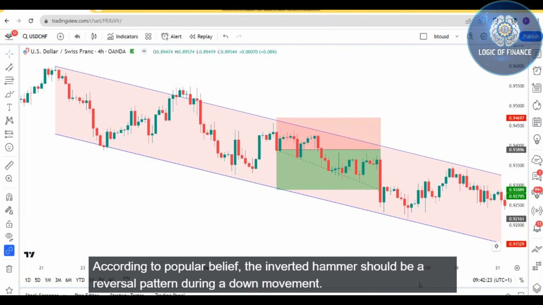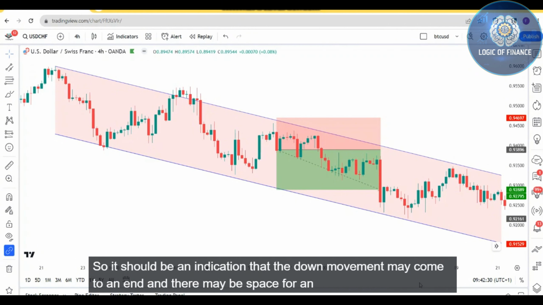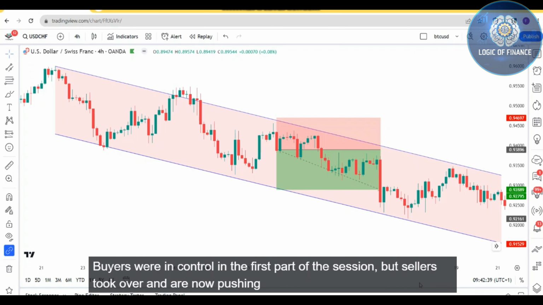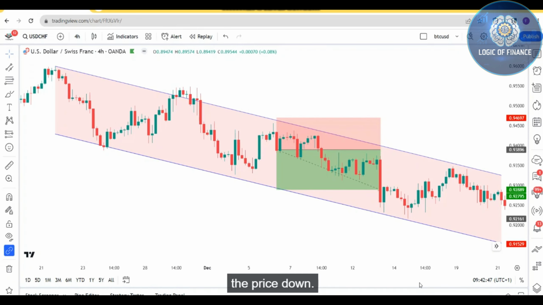According to popular belief, the inverted hammer should be a reversal pattern during a down movement, so it should be an indication that the down movement may come to an end and there may be space for an up movement. Remember the action inside this candlestick. Buyers were in control in the first part of the session, but sellers took over and are now pushing the price down.